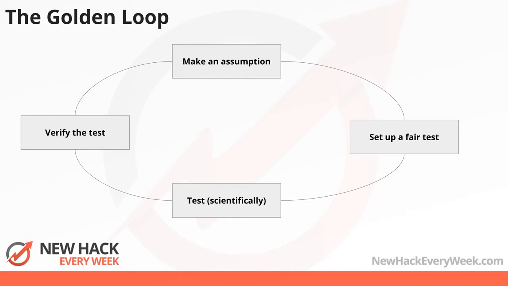And so I make that assumption, and then I set up a fair test. And what I mean by that is, if I'm doing image versus video, for example, all of the ad text will be the same. I'll try to make them as similar looking as possible. I'll run it to the same audience. I'll do everything the same except for the one variable that I'm trying to work out. So I set up that fair test. I test it scientifically, and I'm going to get into how to do that. And then I verify the test.